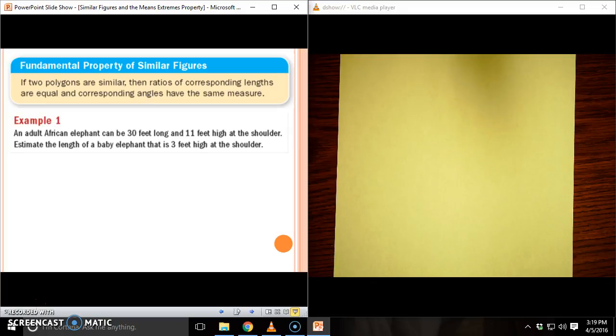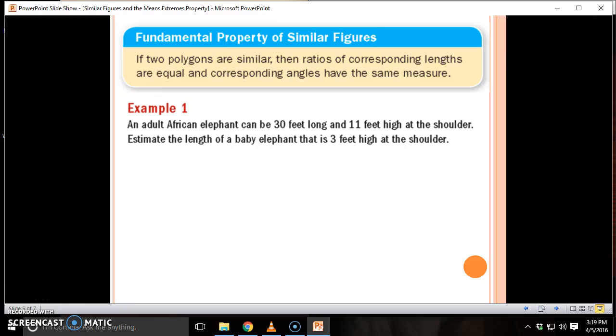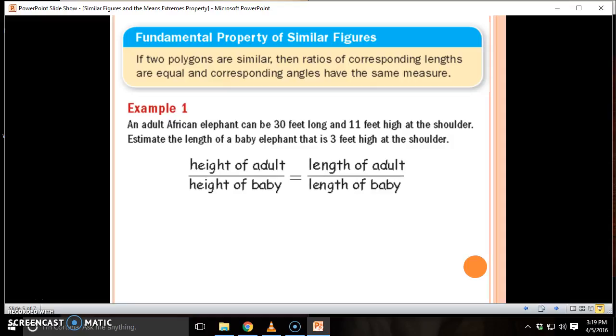So let's say that we have an adult African elephant that's 30 feet long, 11 feet high at the shoulder, and a baby elephant is 3 feet high at the shoulder. We want to know what the length of the baby elephant would be. So the ratios of similitude have to do with the height of the adult, the height of the baby, versus the length of the adult and the length of the baby.